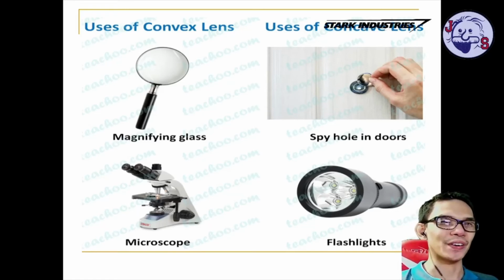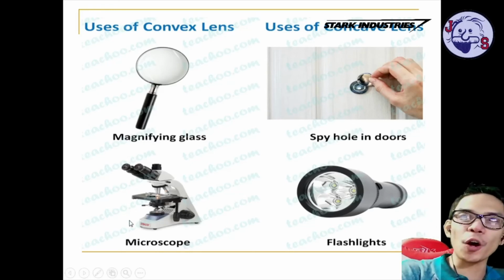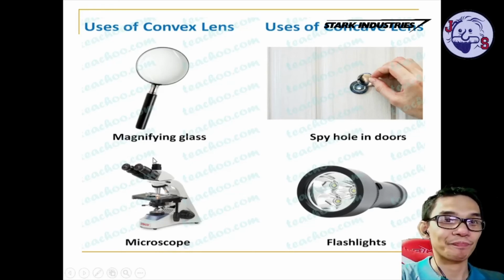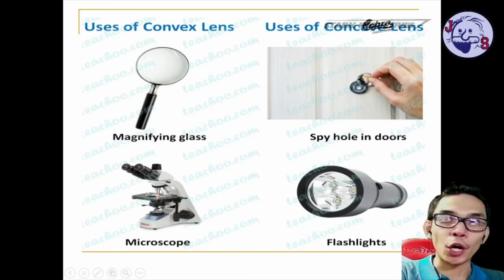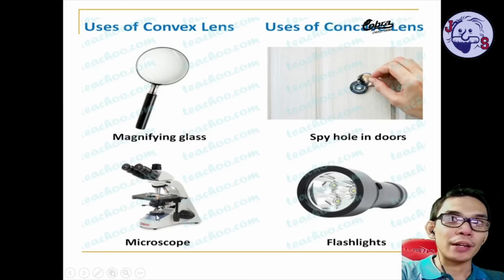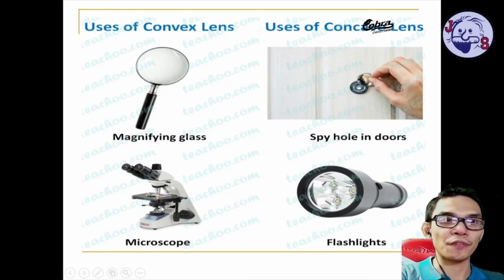Next one, the microscope uses convex lenses. The lenses that you have on your eyepiece, the objectives that you have right here, and the diaphragm over here all use convex lenses.